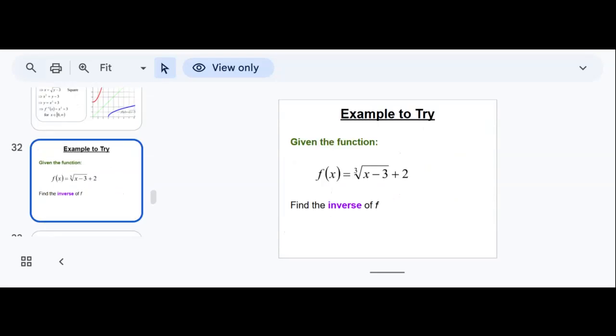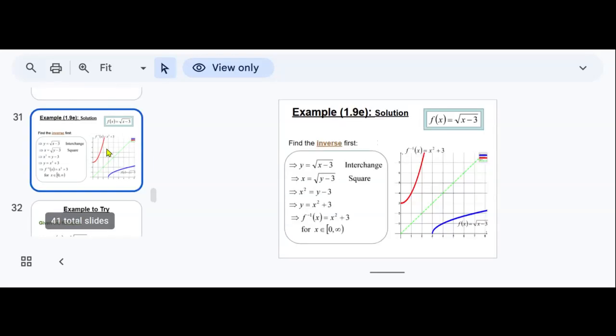Now, can I do it by drawing without the method? Yeah, you can do it by points. Find the points here and then swap them. That's it. You don't need to write those.